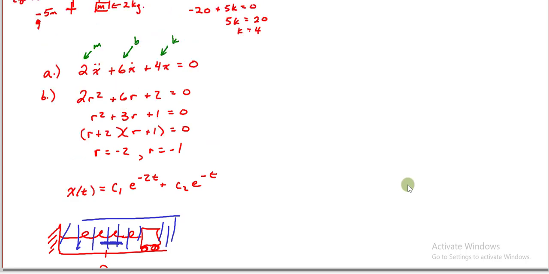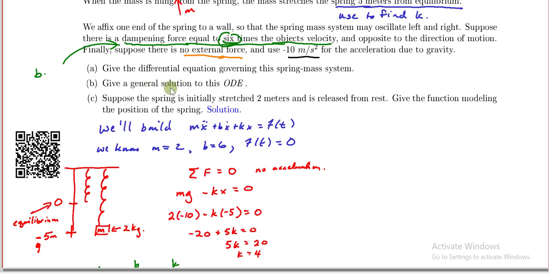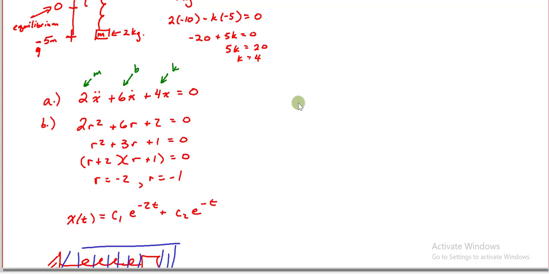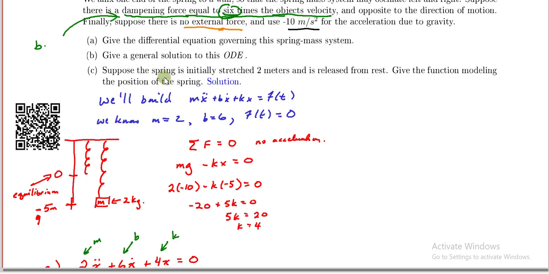Okay, so that was part B, to solve the corresponding ODE, or to give the general solution to it. And then part C is to look at this specific IVP. So let's go ahead and state the IVP, even though we've already solved the ODE here. The IVP would be to solve 2x double dot plus 6x dot plus 4x equals 0.